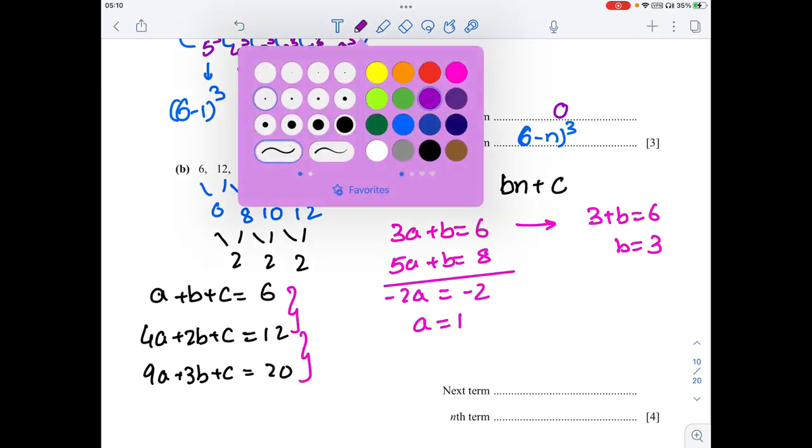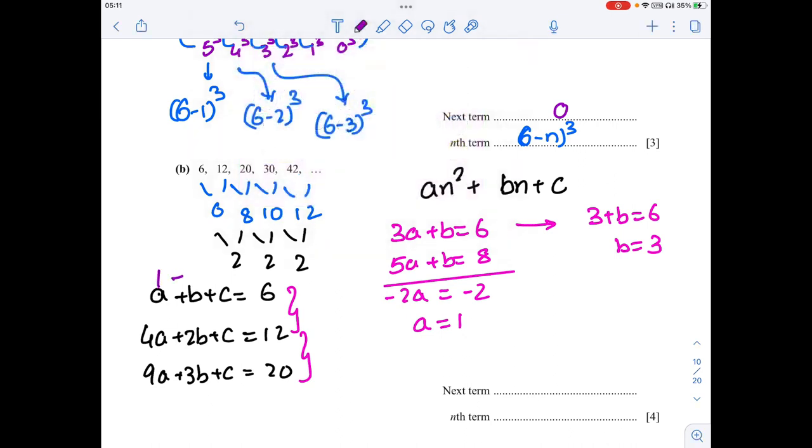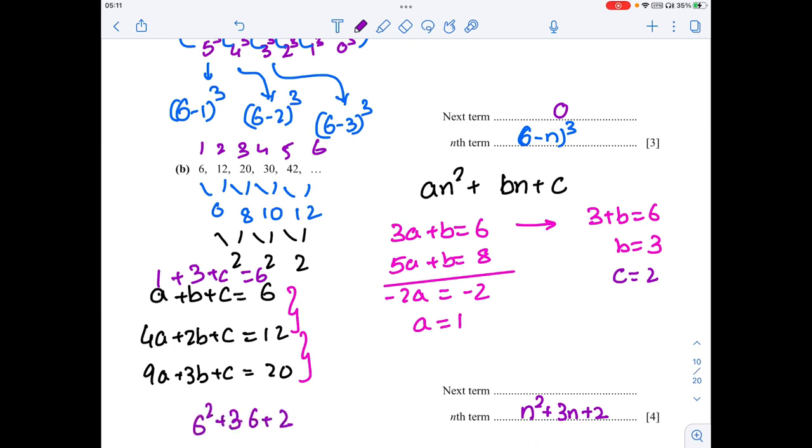Then plug in the a and b values over here, a is 1, b is 3, c we don't know, equals 6. So c equals 2. So the nth term will become n squared plus 3n plus 2. What is the next term? This is 1, 2, 3, 4, 5, 6. Plug in 6 over here. 6 squared plus 3 times 6 plus 2. Simplify that. It's going to be 56.